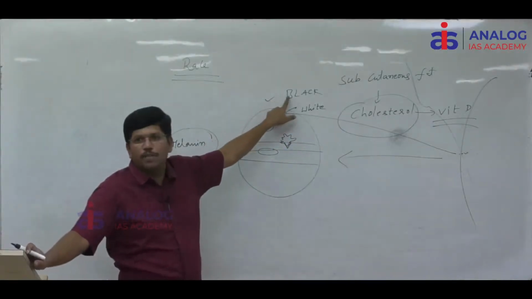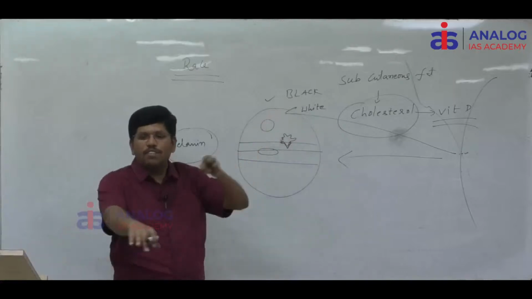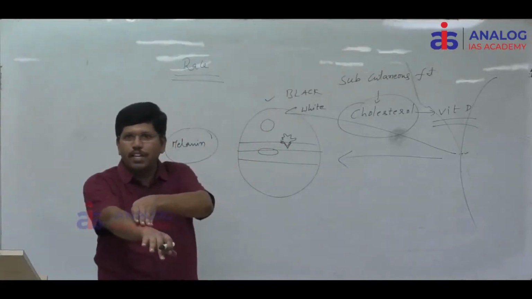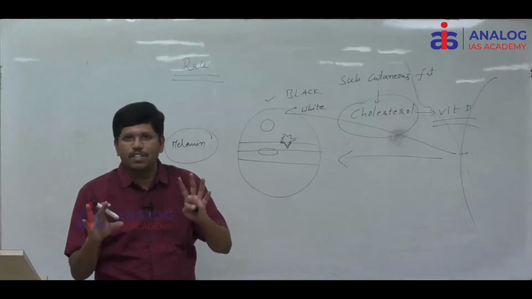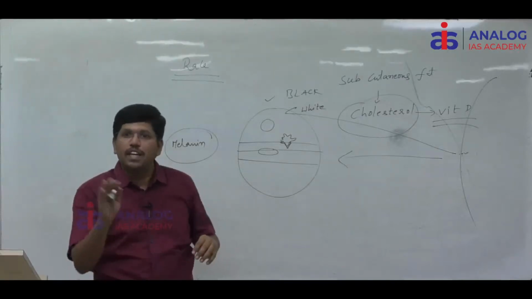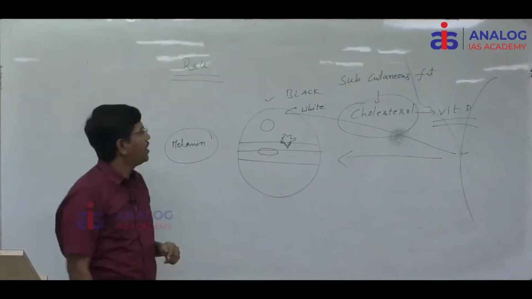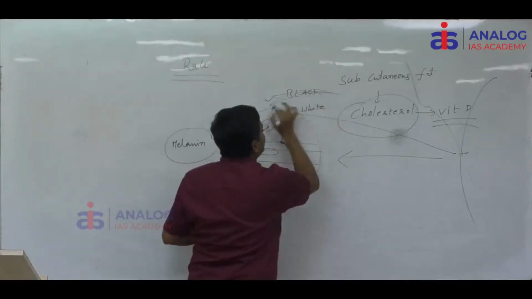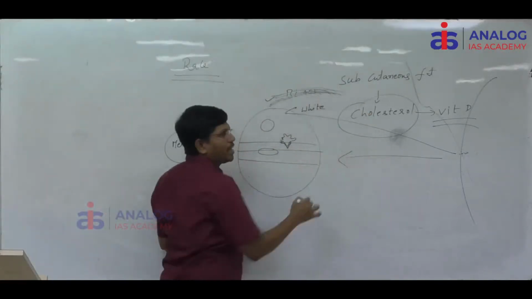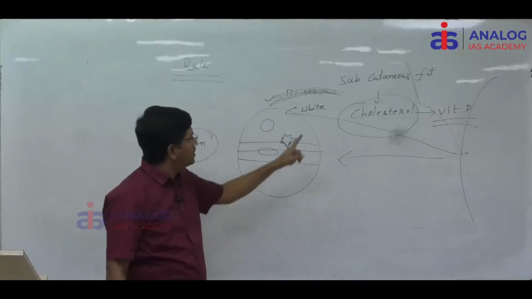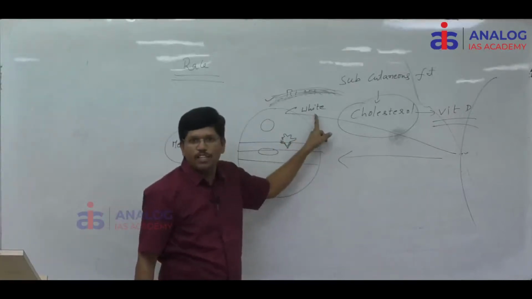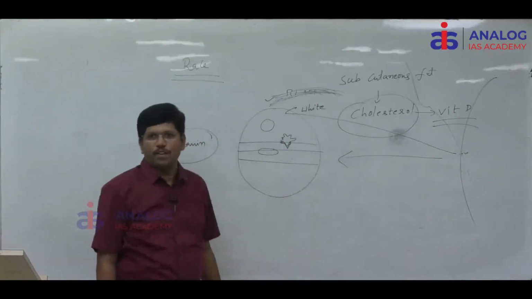What about these people? All UV rays will be stopped in the skin itself, in the beginning itself. That's why vitamin D will not be synthesized. That's why nature eliminated them. That's why after some time, over a period of time, the black colored people were eliminated by the nature. Nature selected the people with useful variations, that is nothing but white color.